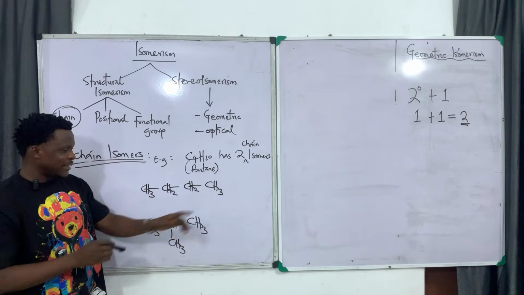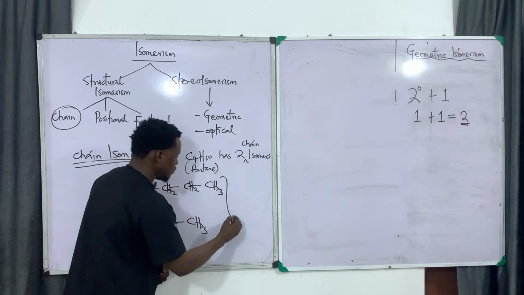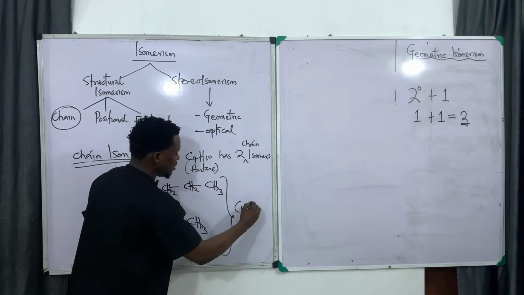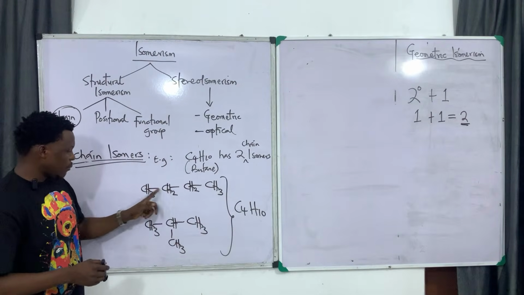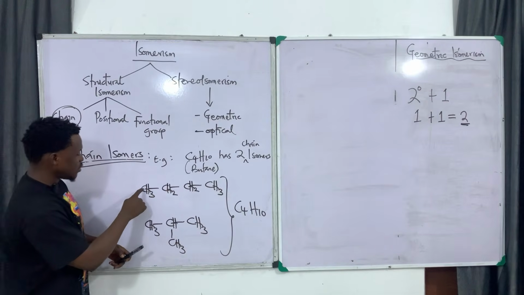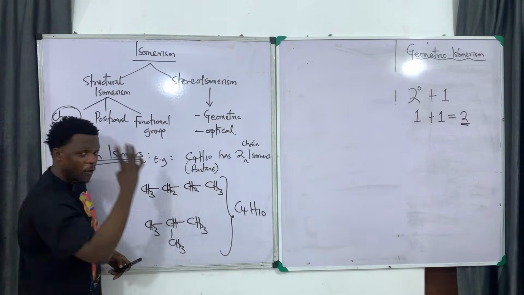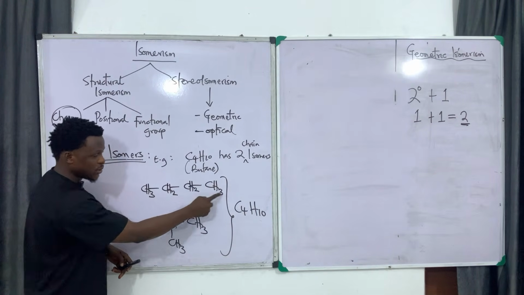I already explained why this one is 3 hydrogen and H2. If you look at these two compounds, they have C4H10. They have the same number of carbons and the same number of hydrogens. This is 1, 2, 3, 4. 4 carbons. 3 plus 2 is 5, plus 2 is 7, plus 3 is 10.